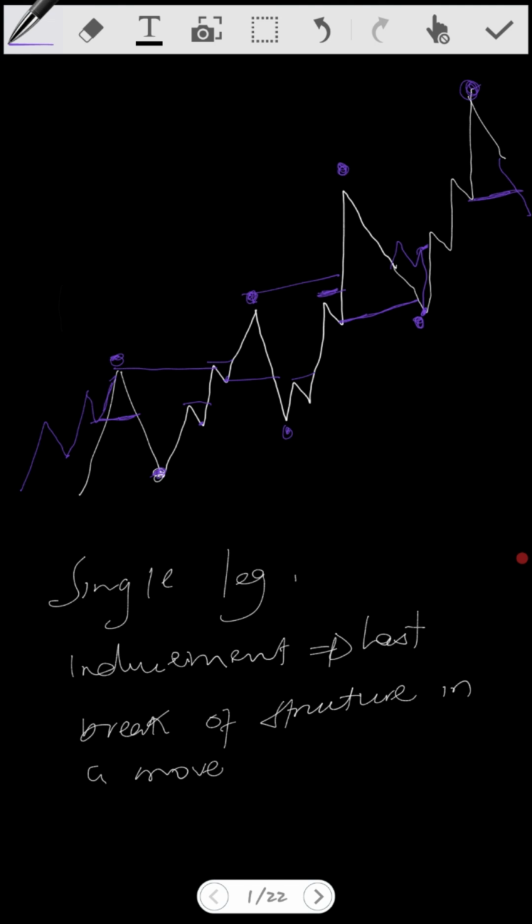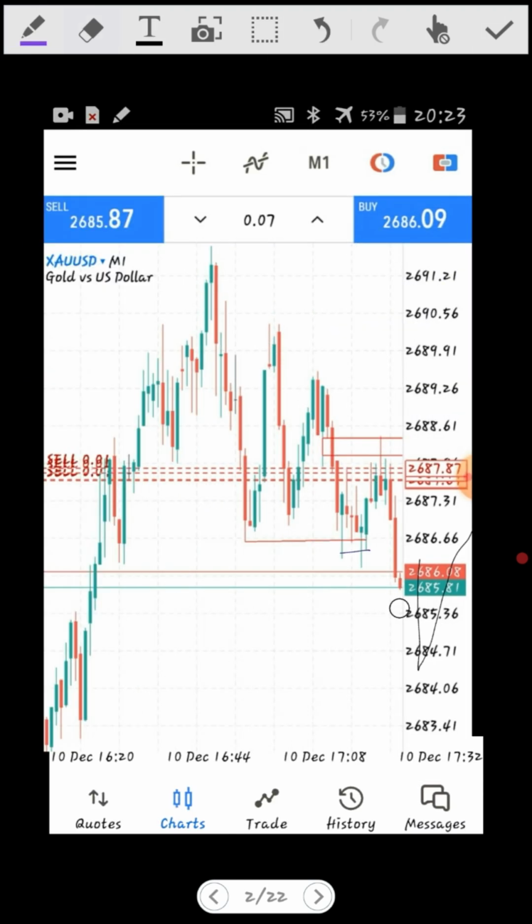Now let's look at this chart. How would I mark an inducement and know that this is an inducement, this is a valid high, and this is a valid low? Now look at this. The recent high was that. This was the recent high, right? Now the market was moving like this. Let me say I started marking out from here.